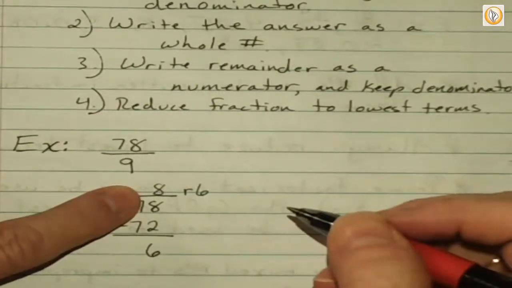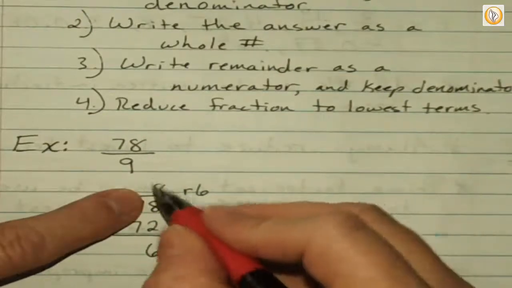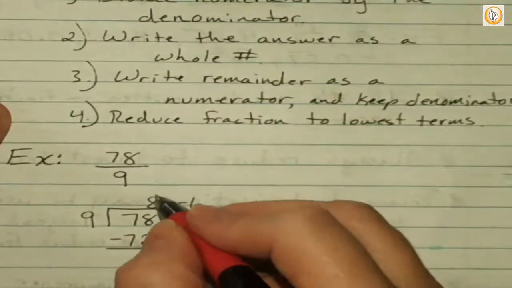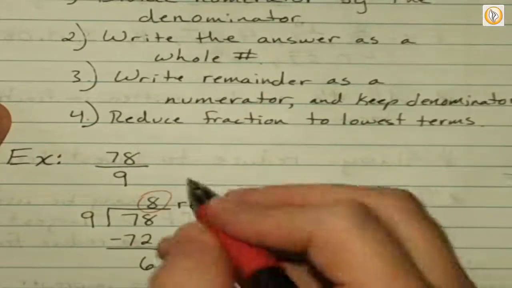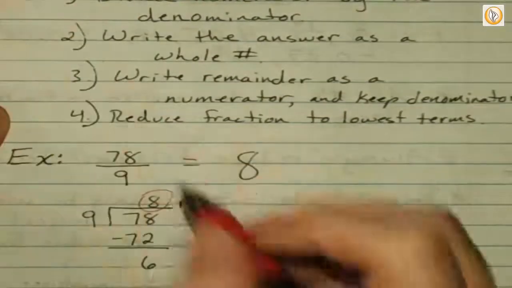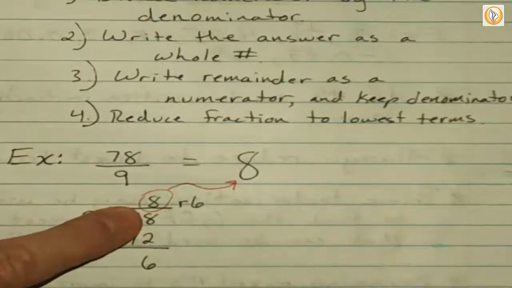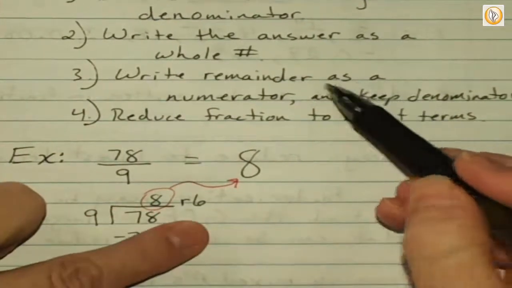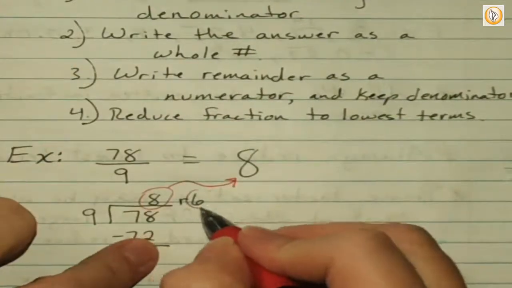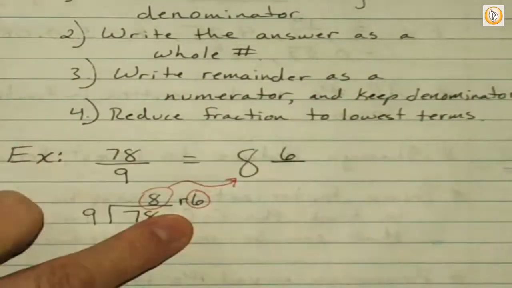All right, so they're going to just tell you the directions, whether it's a decimal or a remainder. Change this to a mixed number or something. Step 2, write the answer as a whole number. So that is your answer, right? A big old 8. It's a whole number. Okay, so the answer is a whole number. 3, write the remainder as a numerator. So here's your remainder, right? It's going to be a numerator.